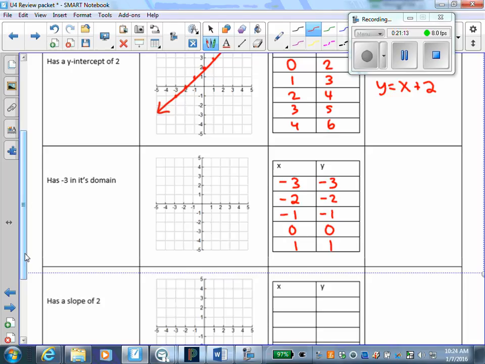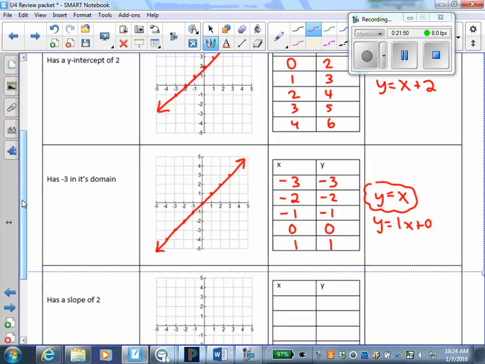So if I graph these points, and you could do something totally different, I'm just doing what first comes to my head. So (0, 0), (-1, -1), (-2, -2), (-3, -3), (1, 1), (2, 2), (3, 3). So it's just a diagonal line. This is actually the parent function, if you remember me talking about that. The equation would be y equals 1x plus 0, but that simplifies to just y = x. All my x values and y values are the same, so it makes sense that y = x if you look at the table. And it does have a -3 in its domain because that's this point right here and this point on the table.